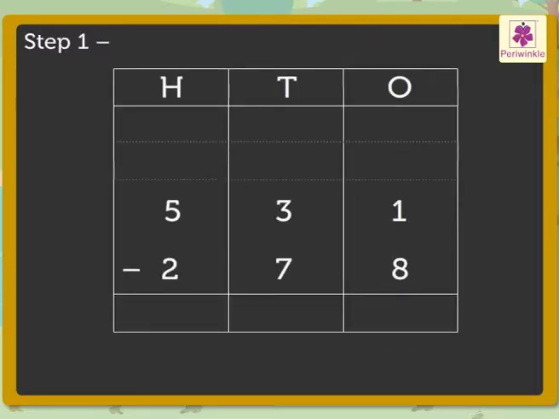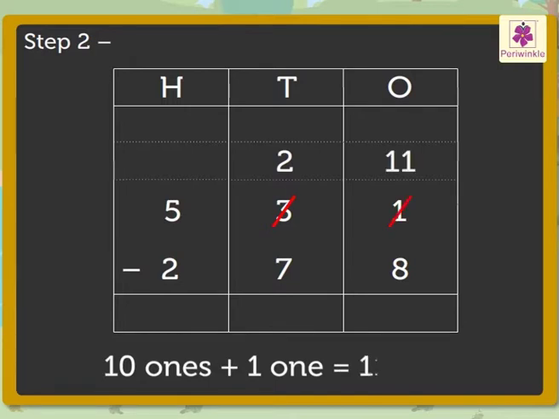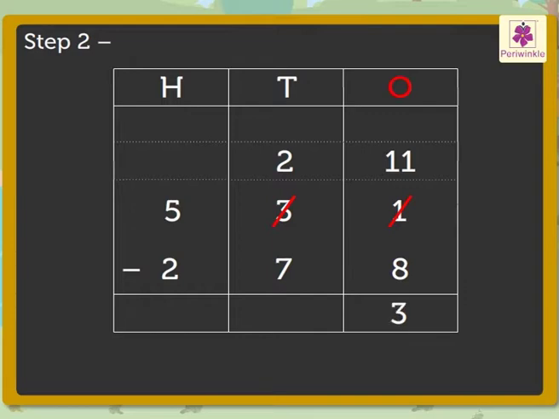Now, let us subtract the numbers 531 and 278 directly. Step 1. Write the numbers in the hundreds, tens and ones columns. Step 2. Subtract the digits in ones column, that is 1 and 8. As 1 is smaller than 8, we regroup 3 tens as 2 tens plus 10 ones. Now we have 10 plus 1 is equal to 11 ones. Therefore, 11 minus 8 is equal to 3 ones. Write 3 in the ones column.